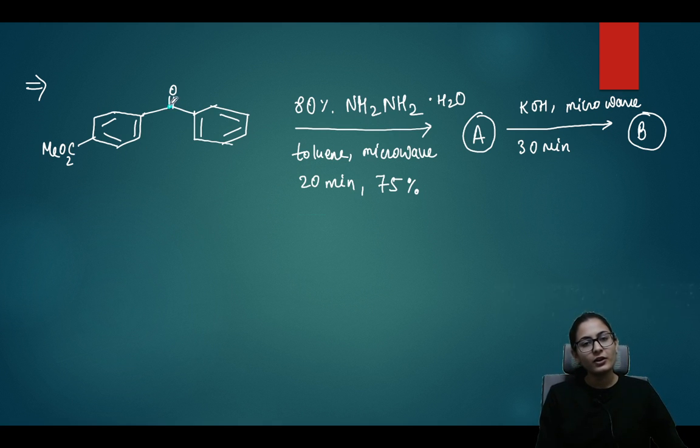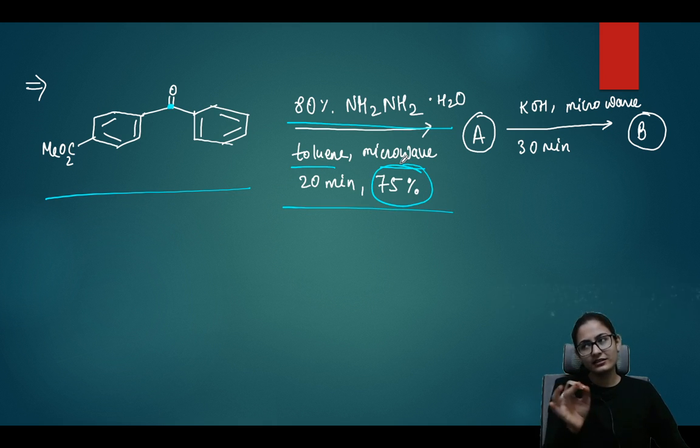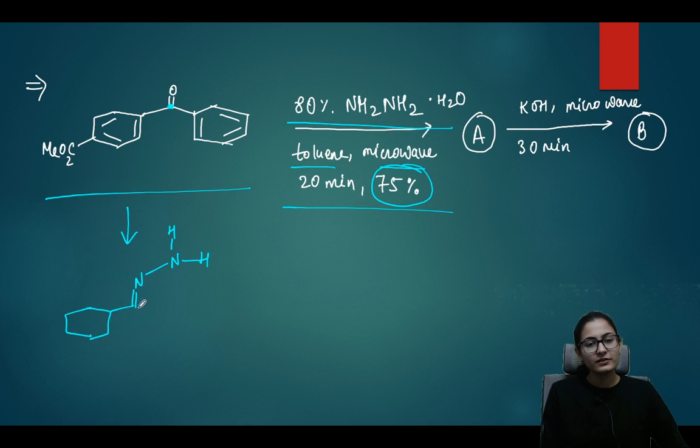Let's see. First of all, you have this molecule, for example, it is your diaryl ketone basically. So the diaryl ketone in the first step, that is 80% hydrazine, toluene, microwave, and then 20 minutes, 75% is the yield. These are some experimental conditions which you don't have to remember. So it is going to first of all give you the imine, or let's say the hydrazone, because it is like the imine only. There are two hydrogens on the free end of the hydrazone, right? Like this.